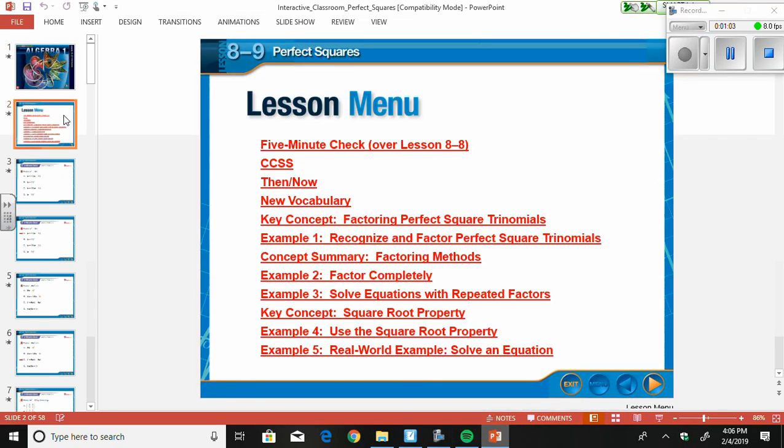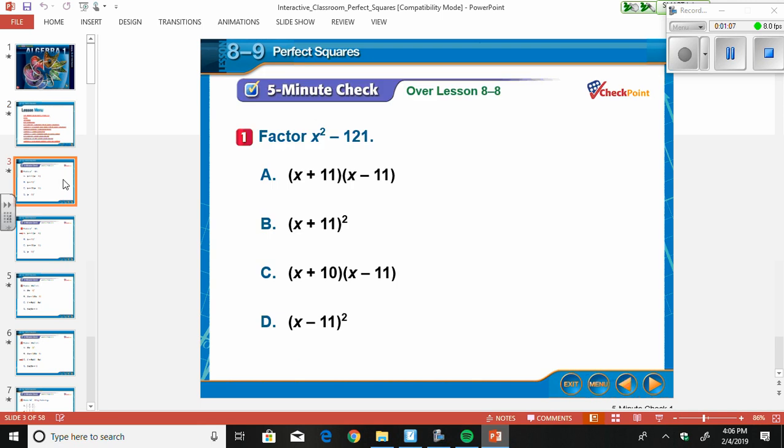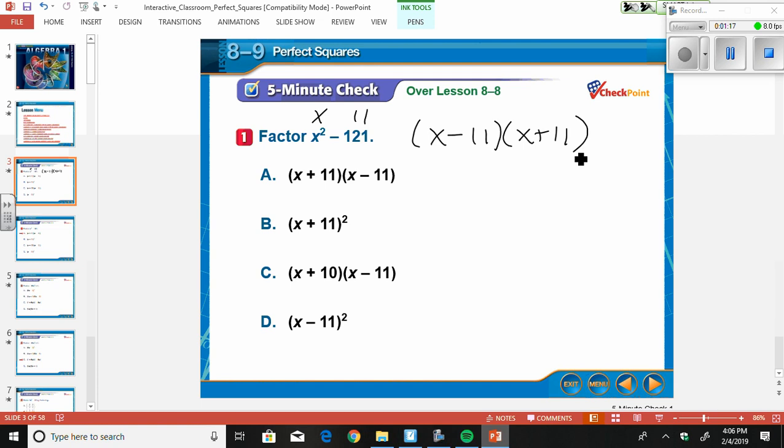So our lesson menu has 5 examples for us to go through after our quick check. So factor here, this is going to be an x and an 11. Since there's nothing in the middle, it's x minus 11, x plus 11.